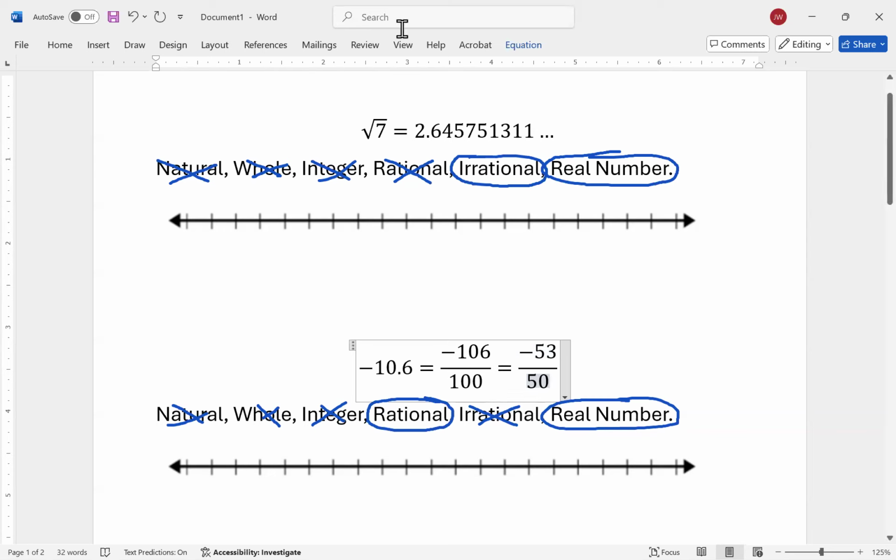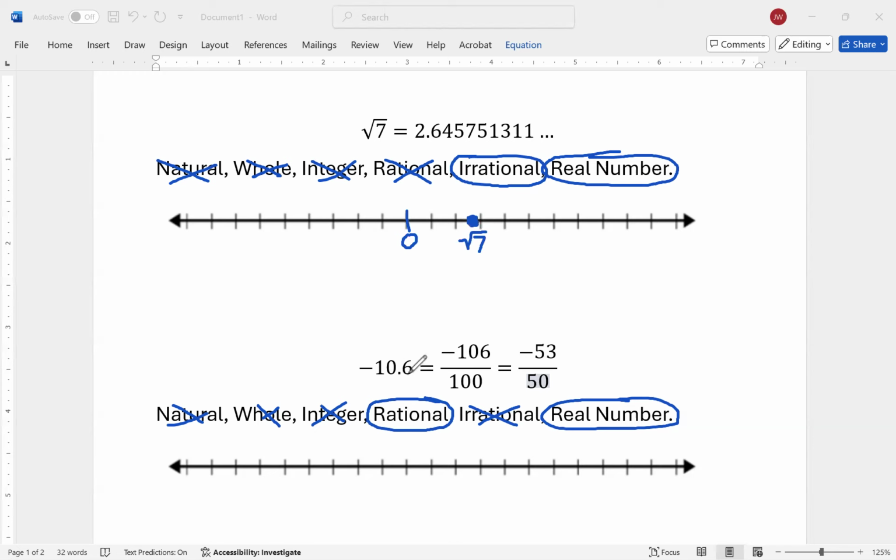Now, if we're going to plot these on the number line, then what I'll do is I'll just call one of these spots 0. We'll call that spot 0. And I have to move over about 2.645 units. So 1, 2, and then 0.645 is a little bit more than half. Somewhere in this place is the square root of 7.